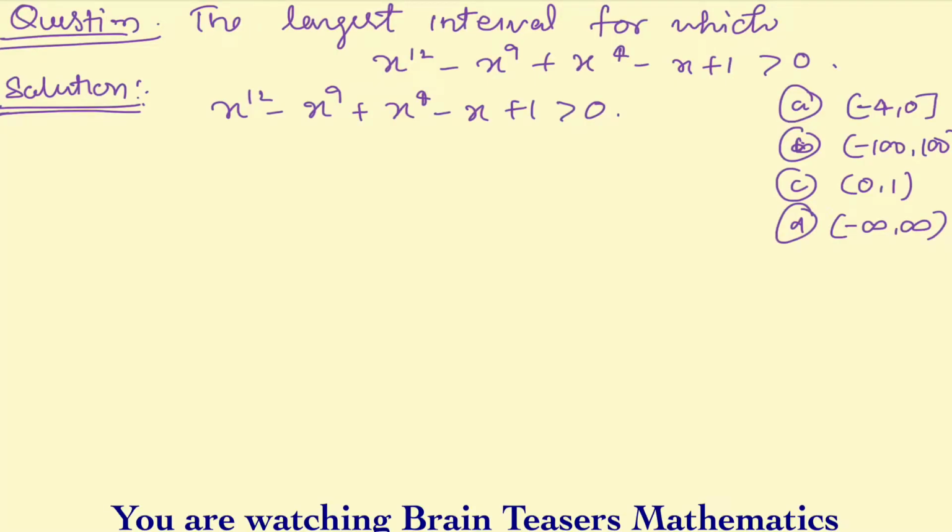So now we are going to solve this question. The question is to find the largest interval for which x to the power 12 minus x to the power 9 plus x to the power 4 minus x plus 1 is greater than 0. So we are going to solve this. We need to find the interval for which this polynomial is greater than 0, that means positive.